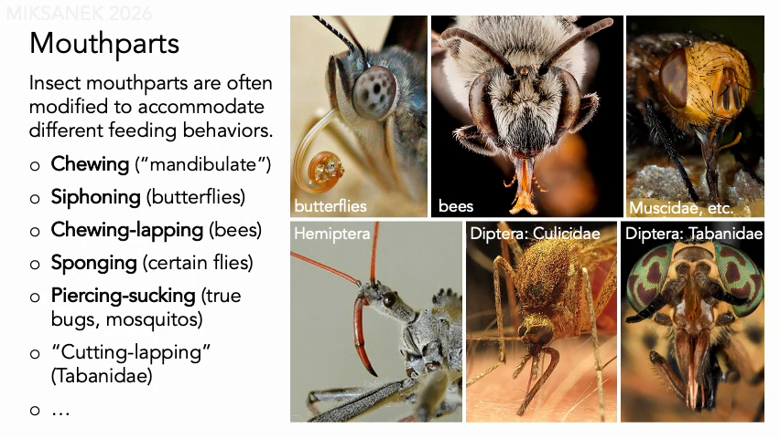But in other groups, the mandibles and the maxillae are modified. Maybe they're modified into very long stylate piercing structures, or they're modified into sponging structures or something like that. So in butterflies and moths, we see siphoning mouth parts, so they have this long coiled proboscis. In bees, we have chewing-lapping mouth parts. So they do still have some pretty tough mandibles, but their labium and maxillae are actually quite modified into this long tongue.